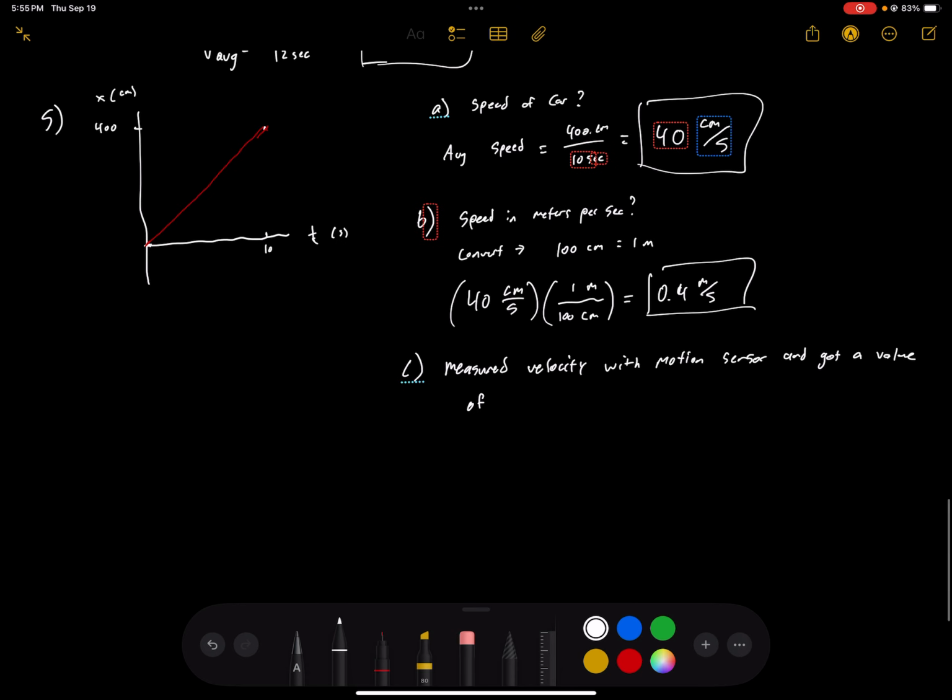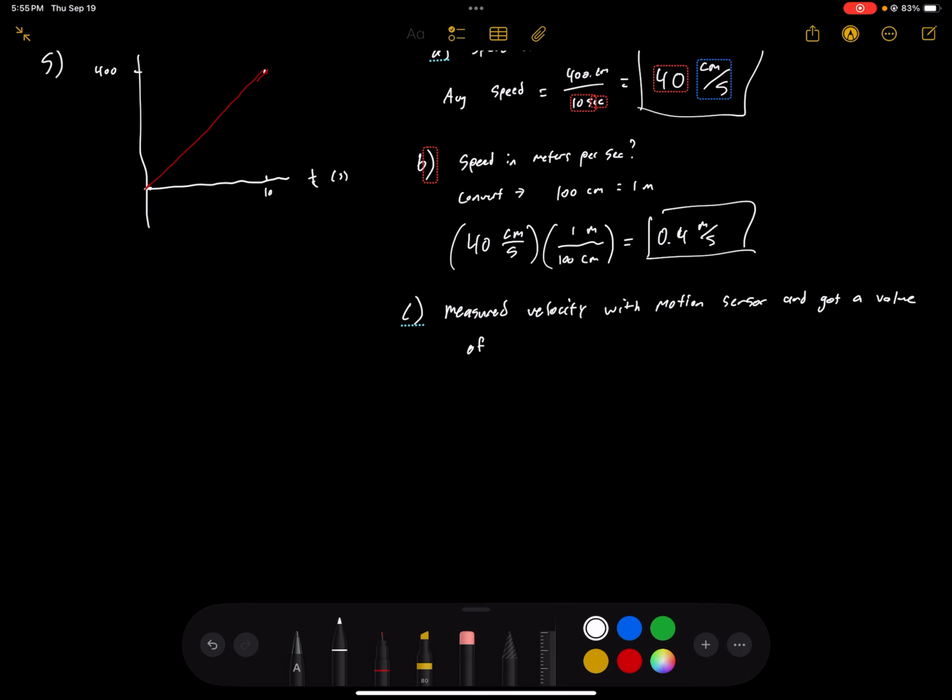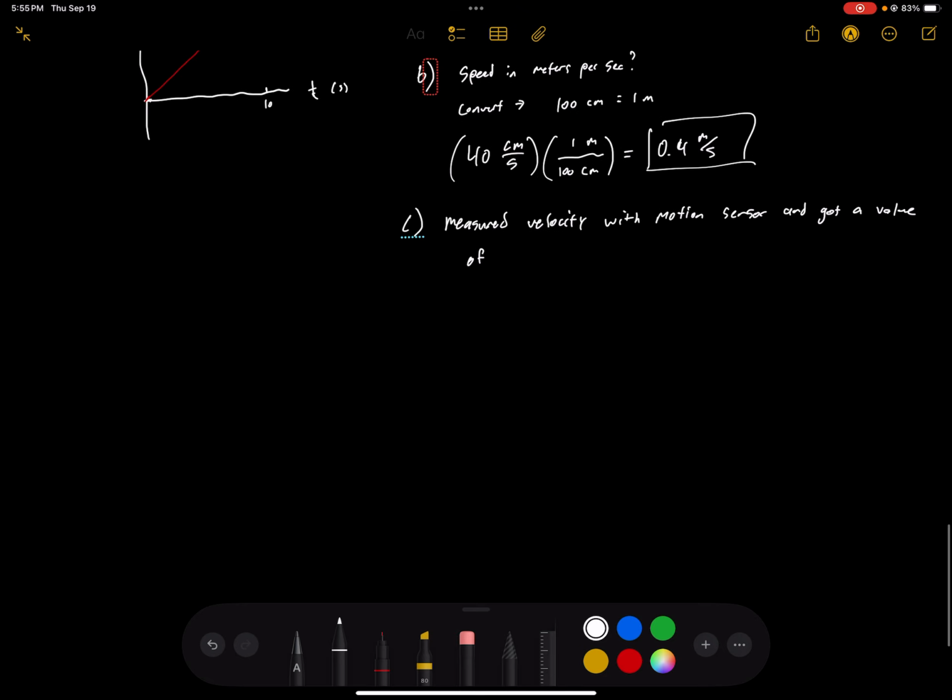So the velocity we got from the graph has a slope of 0.4. Say a line of best fit was drawn and you saw the slope was 0.4, however you got the actual data. Let's say we're measuring it in a different way. We're not measuring a bunch of data points and then getting the experimental fit. Let's say we use a device like a motion sensor and we get a value of 0.41. So it's not exactly the same. It's slightly off. So 0.41 meters per second. You're going to need to calculate percent error. So find the percent error.